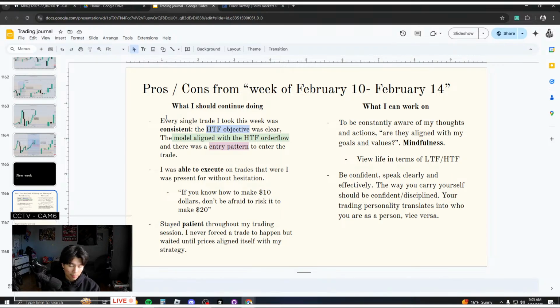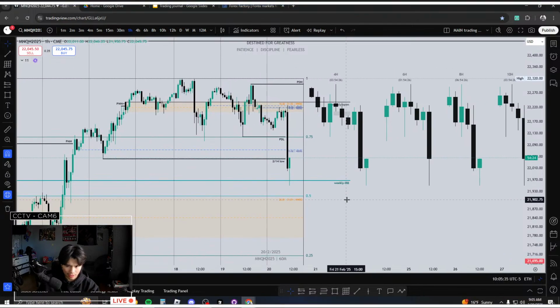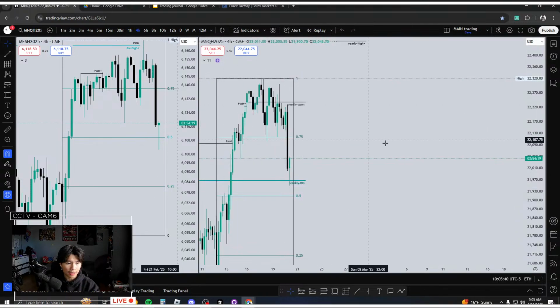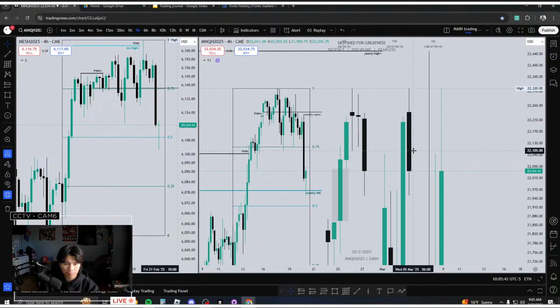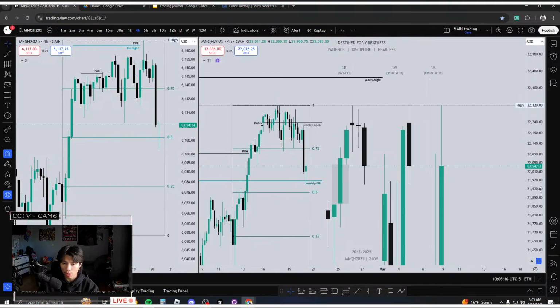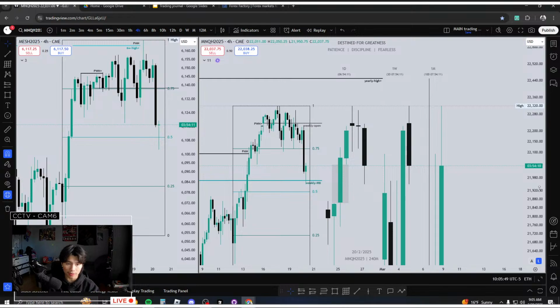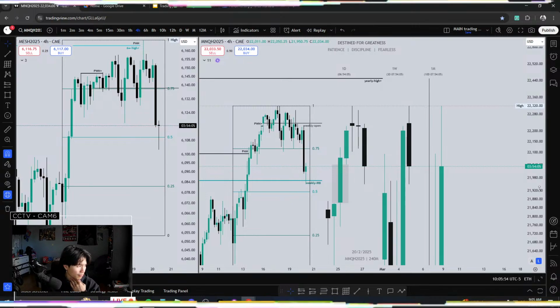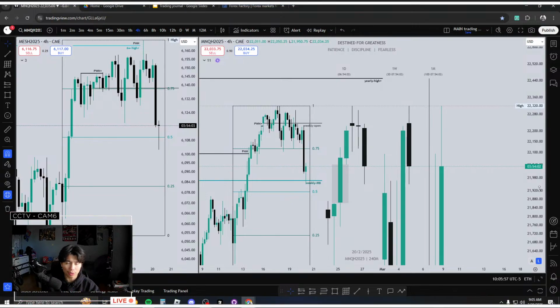Third, being patient. Like I said with you guys, coming into this morning, I didn't necessarily have a model. I had a higher time frame objective, but I didn't have a reason to actually align myself with that order flow, right? That's completely fine. That's me practicing patience, right, and discipline.